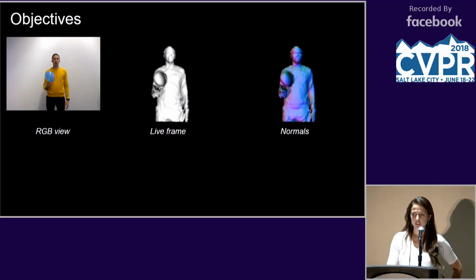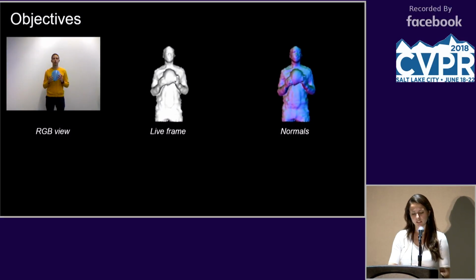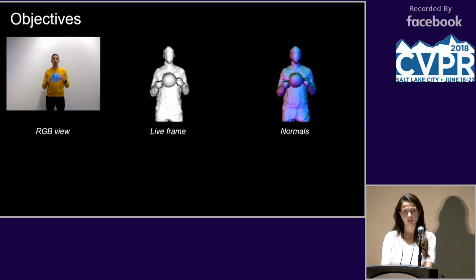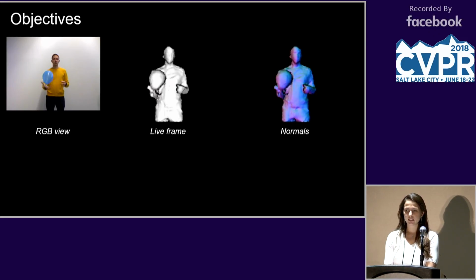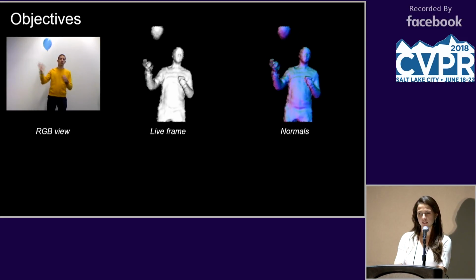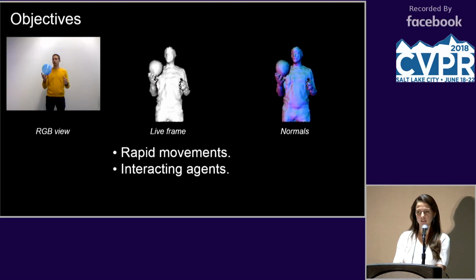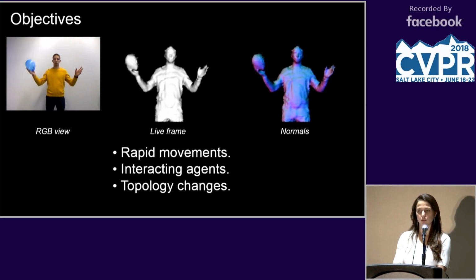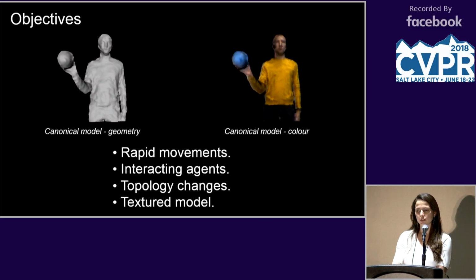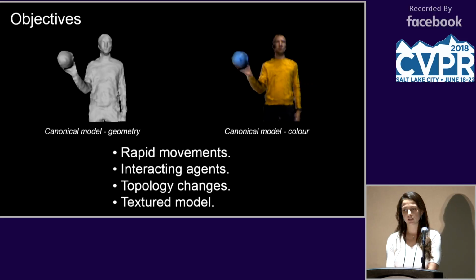Our objective is a real-time method that reconstructs surfaces captured with a single RGBD camera while moving. We aim at handling truly arbitrary everyday scenes, including fast motion, multiple interacting subjects, and the resulting topological changes as shown here. Moreover, we want to be able to color the output reconstruction and enable tasks such as texture transfer and character animation.